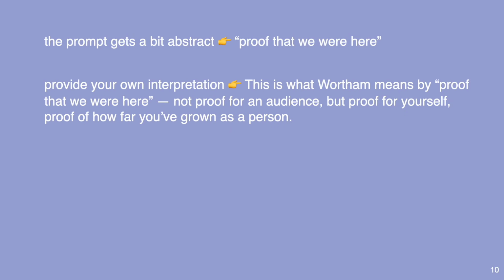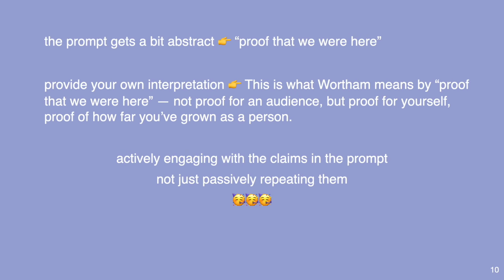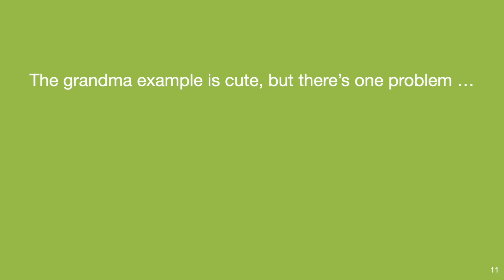Not proof for an audience, but proof for yourself, proof of how far you've grown as a person. The writer is actively engaging with the claims in the prompt, not just passively repeating them. It's that kind of active engagement that separates a high-scoring essay from a low-scoring one. But the longer version isn't perfect.